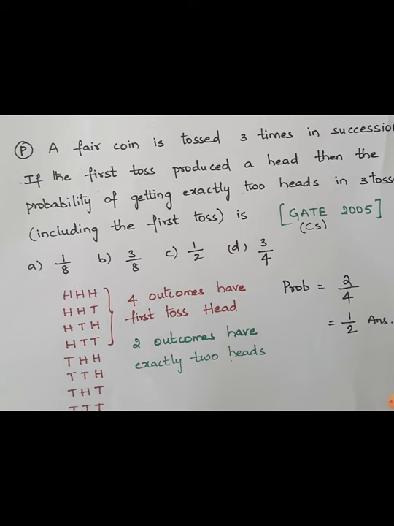So 4 outcomes have the first toss as head. Now you are tossing the coin 3 times including the first toss. And how many of these have exactly 2 heads? Only 2 outcomes. Exactly 2 heads means the second one and the third one. So now the probability becomes 2 and my sample space will become 4. So 2 by 4, 1 by 2 is the answer.